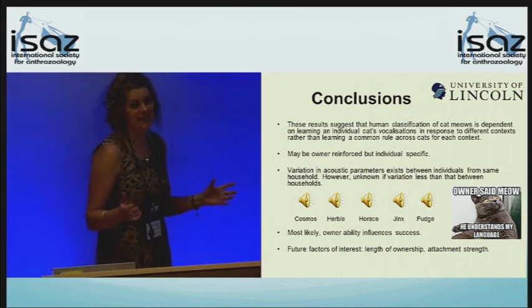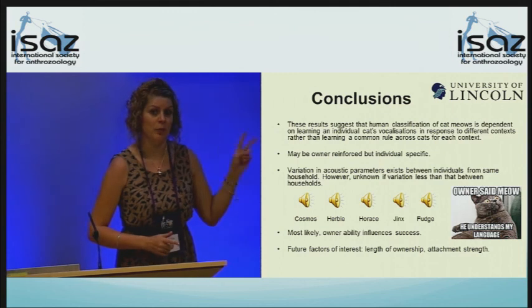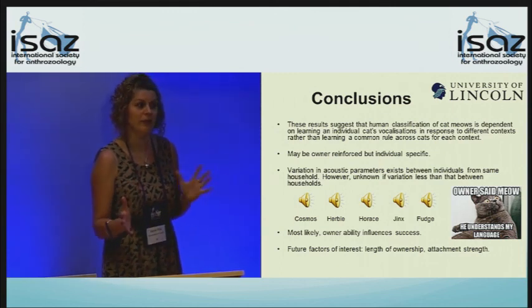Okay, so you can see that cats 2 and 3 are actually living in the same home and are related, and their vocalizations are so very, very different.